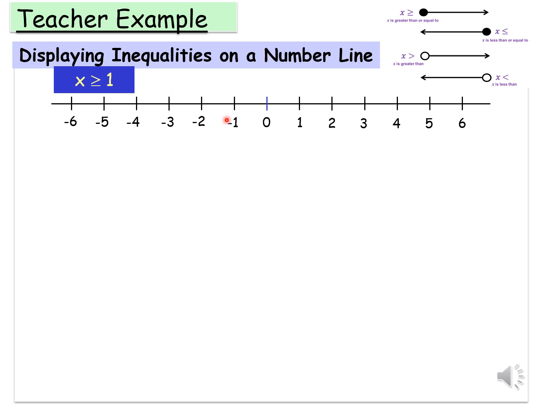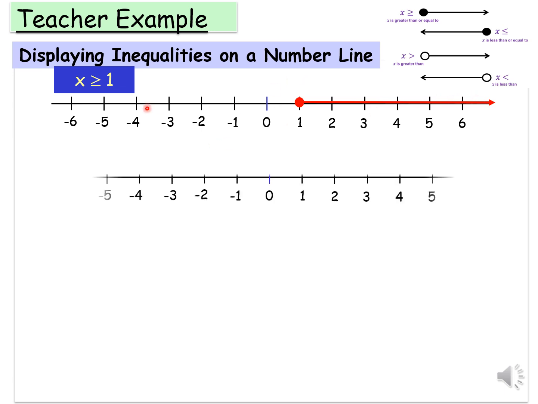So we put a circle on 1 here. And remember, because it's equal, we color it in. Okay, and then the x is greater than. So this area here is greater than 1. This area here is less than 1. But we don't want less than 1. We want x to be greater than 1. So we want this side of the circle, not the other side.